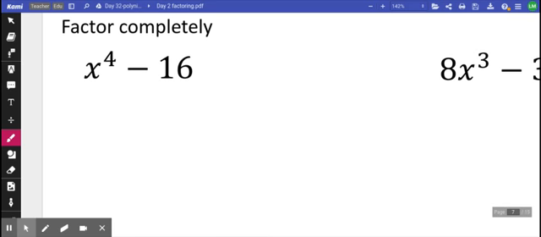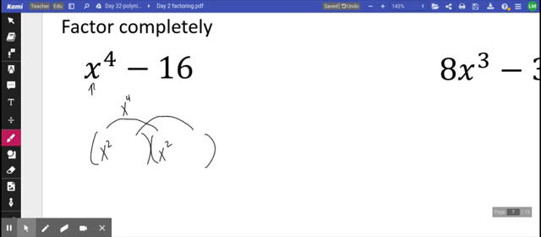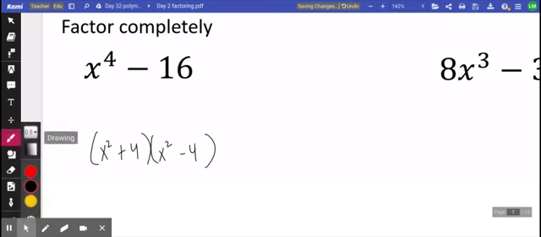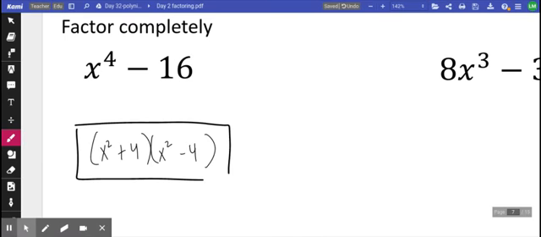So to do this, we're going to take the square root of each term. The square root of x to the fourth is just x squared, because when x squared and x squared multiply together, we get x to the fourth. And then these two need to multiply to 16, so we just have plus 4, minus 4. All right, so it's pretty simple once we identify that they are perfect squares. It's not too bad.